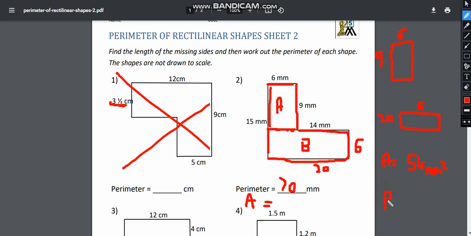And then B is going to be 20 times 6, which is 120 millimeters squared. Okay, so 20 times 6 is 120, and 9 times 6 is 54. Then we need to add up the area of A plus the area of B to get the area of the full shape. So 54 plus 120 is 174 millimeters squared.